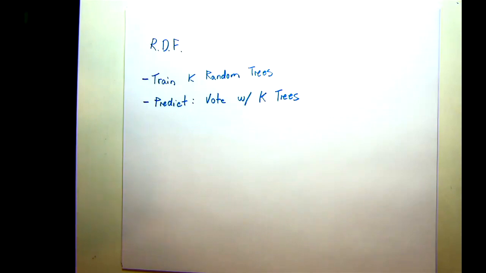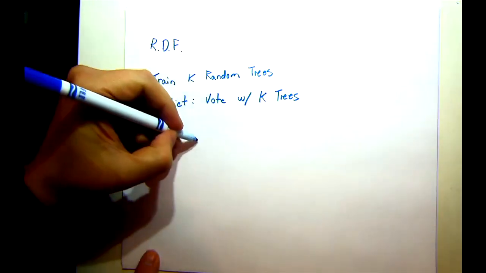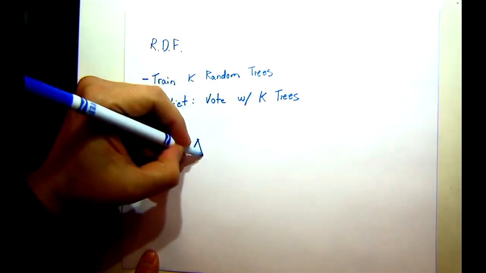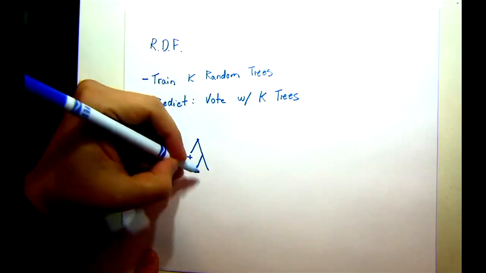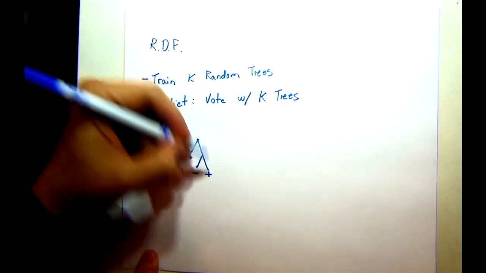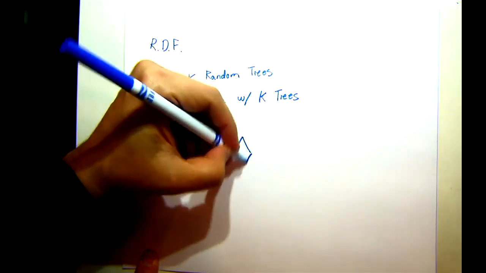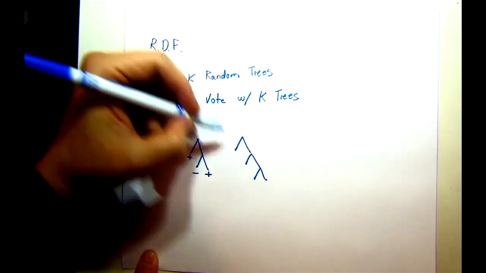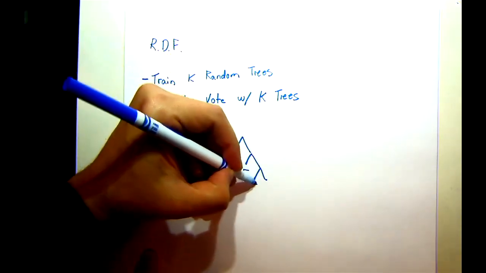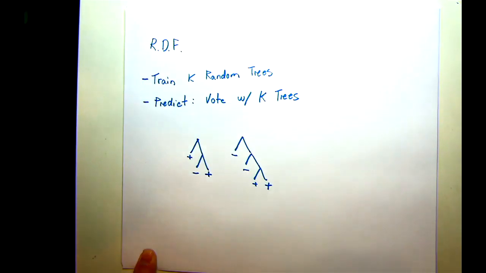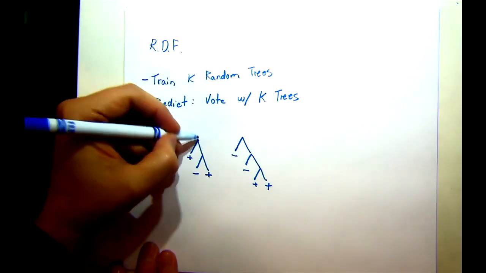Okay, so let's talk a little bit about voting. We're going to have a couple different ways we can vote. Let's say we train 2 trees. We train this one, it says plus, minus, plus. We train this one, it's minus, minus, plus, plus. Did I have 3 trees? I only did 2, so it'll be kind of dumb because we'll get a tie maybe.